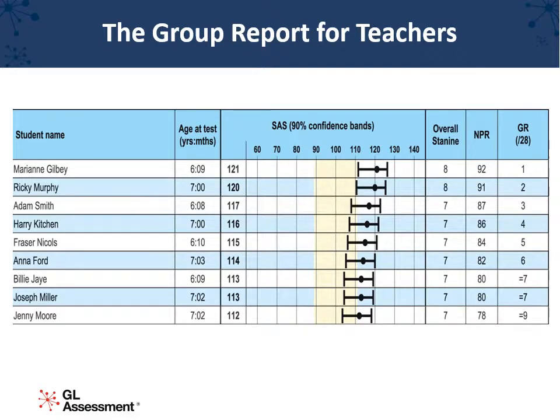Right, let's have a look at some of the reports. Here, teachers can see the results for a group of learners. Standardised age scores are shown numerically and pictorially for ease of understanding. We can also see the student's chronological age at the time of taking the test.